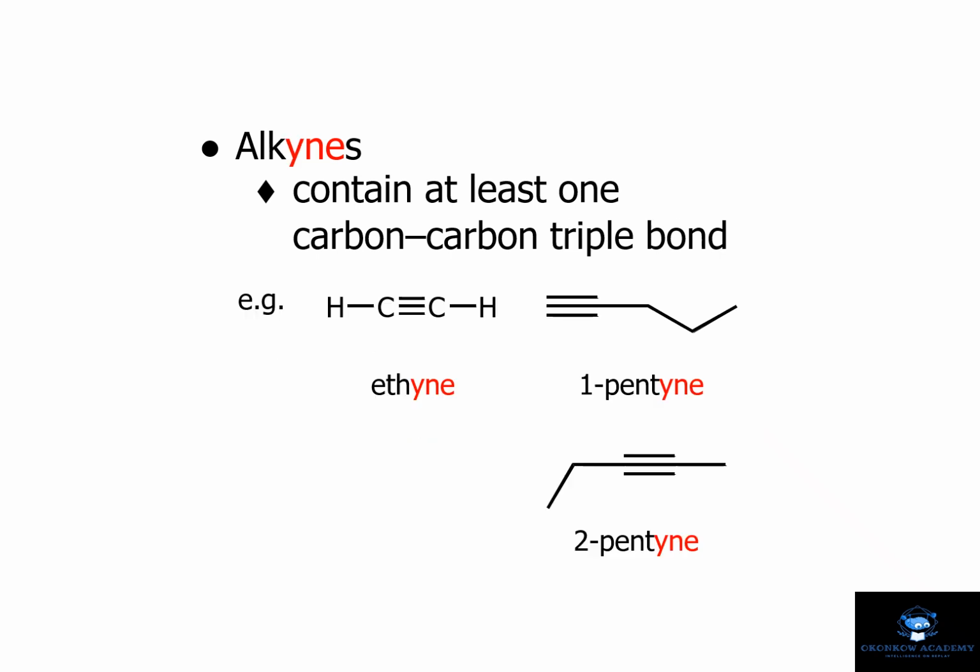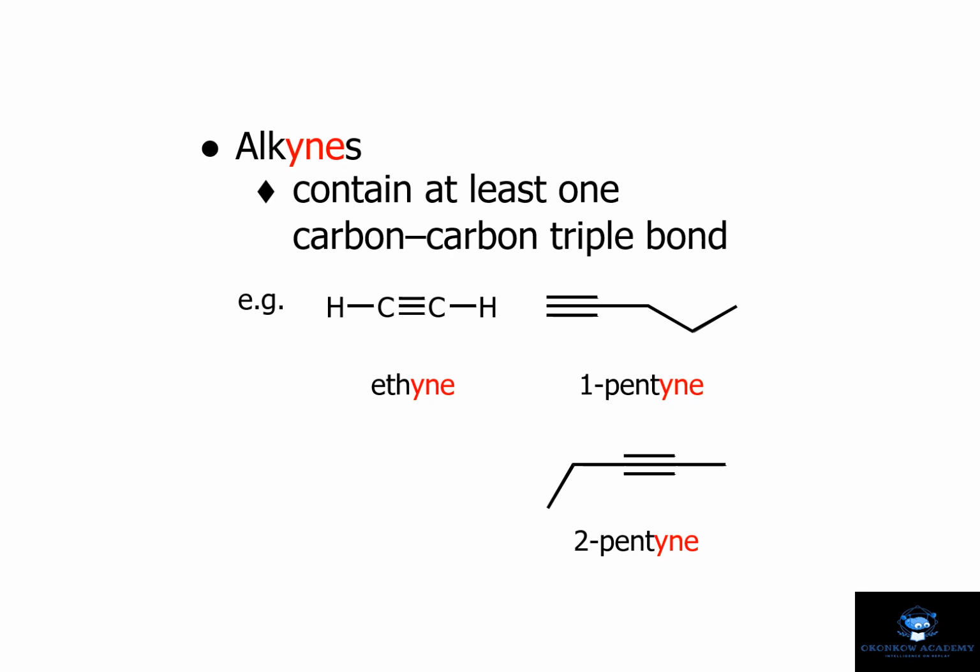The third hydrocarbon family is alkynes, compounds containing at least one carbon-carbon triple bond. Alkynes are highly reactive. They have 2 pi bonds and 1 sigma bond in the triple bond. The simplest alkyne is ethyne, also called acetylene. That's HC triple bond CH.